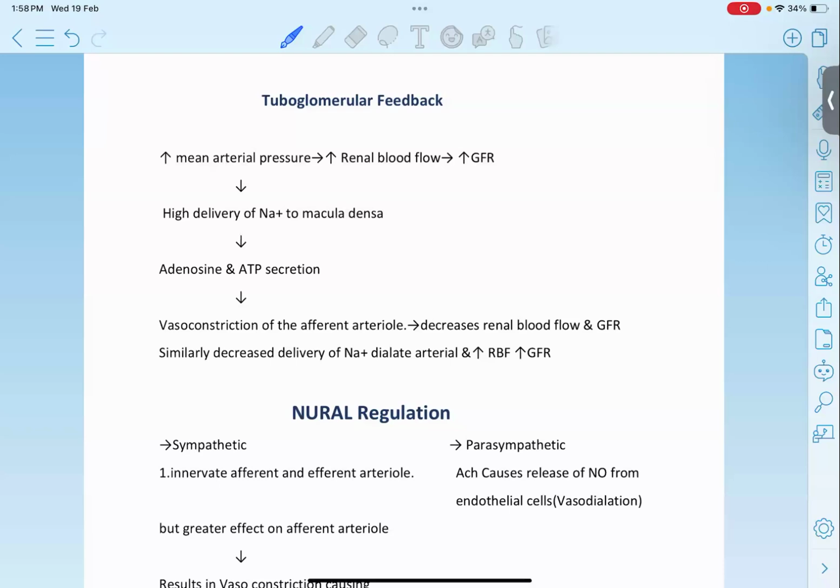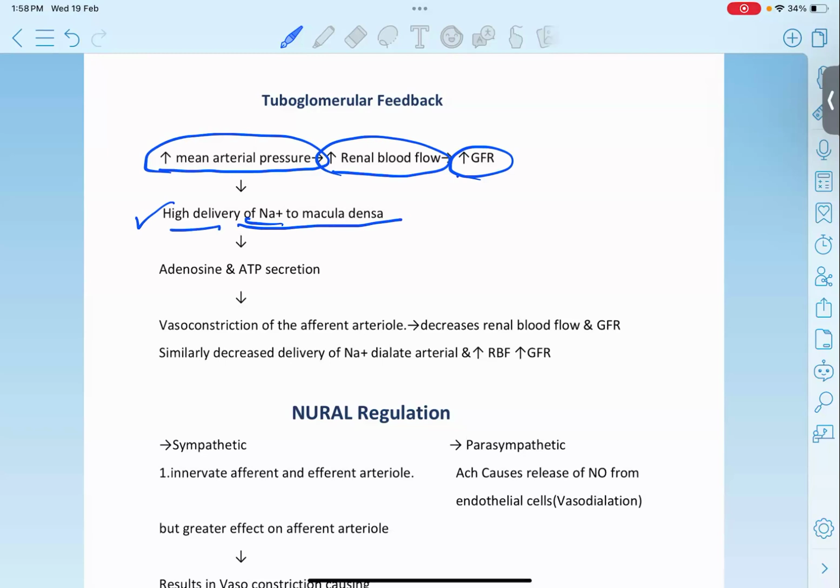Tubulo-glomerular feedback. If the mean arterial pressure has increased, for some reason, say high blood pressure, that means renal blood flow has also increased, so GFR will also increase. If the GFR has increased, there is going to be a high delivery of sodium to the macula densa. And I told you the macula densa's function is to sense the sodium content of blood.